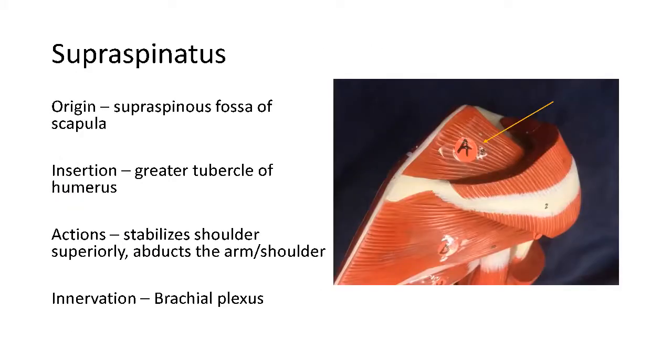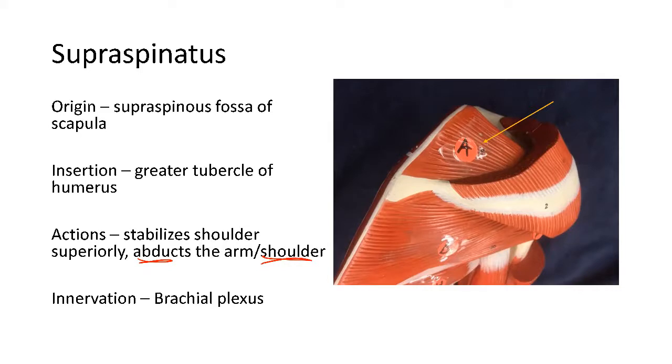So let's look at these muscles independently. Supraspinatus origin is in the supraspinous fossa. So the fossa is named for the muscle and the muscle is named for the fossa. On the model in the lab, it will be tagged A, which was easy. And the insertion is on the greater tubercle of the humerus. Three out of the four of these muscles do go to the greater tubercle. And the action is it does stabilize superiorly, but it also abducts the shoulder.